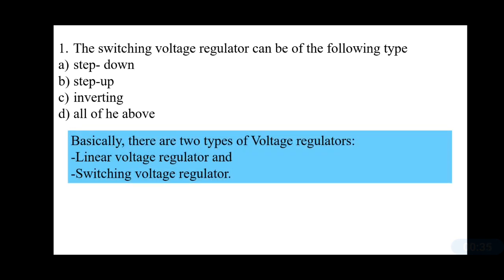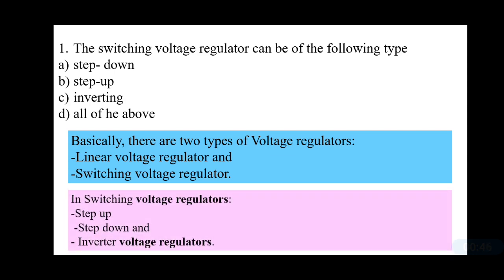Basically there are two types of voltage regulator: first, linear voltage regulator, and second, switching voltage regulator. In a switching voltage regulator there are three types: step up, step down, and lastly inverting voltage regulator. Options A, B, C are step up, step down and inverting. So option D, all of the above, is correct.